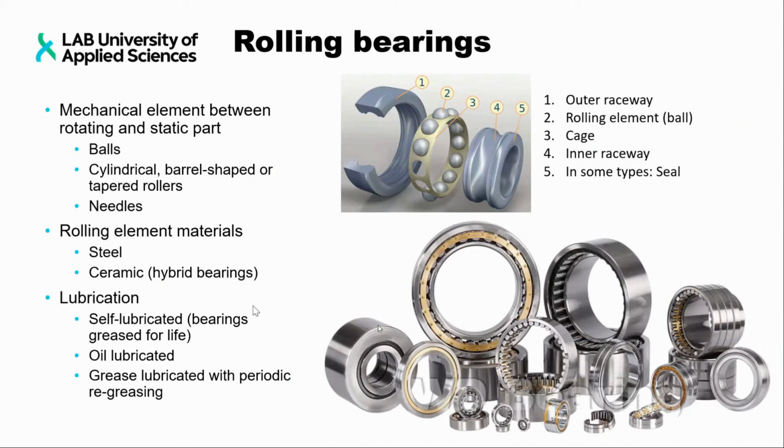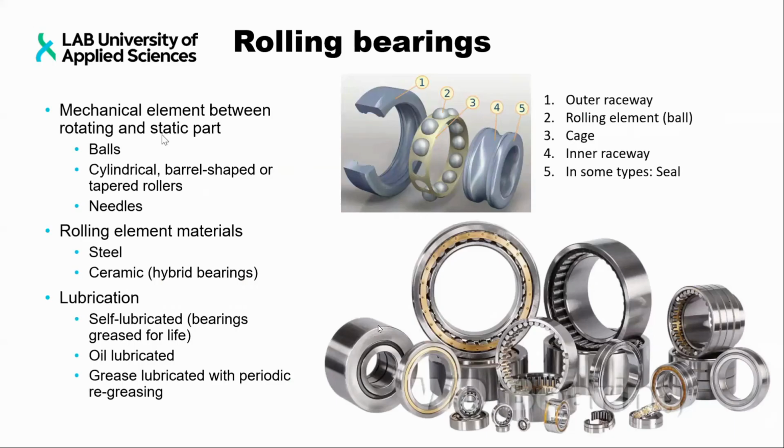Okay, that was the sliding bearings. Then for the rolling bearings. So on the contrary to the sliding bearings, in rolling bearings, we have a mechanical element between the rotating and static part. Like sliding bearings, there was no mechanical element, but here we have a component that is providing the movement in the interface. Usually they are balls or cylindrical, barrel-shaped or tapered rollers.